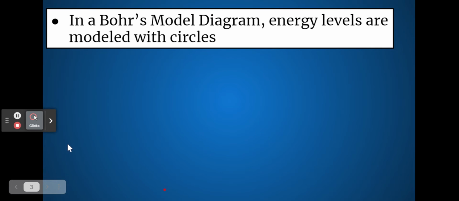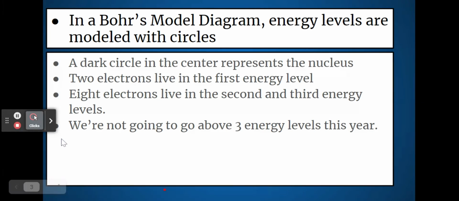So we're going to introduce what we call the Bohr's model diagram. In a Bohr's model diagram, we can model where electrons will live inside of an atom. And in a Bohr's model diagram, energy levels are modeled with circles. So I'm going to give you a list of 4 attributes of a Bohr's model diagram, and then of course we're going to draw a couple. So in a Bohr's model diagram, we're going to draw a dark circle in the center that's going to represent the nucleus of an atom.